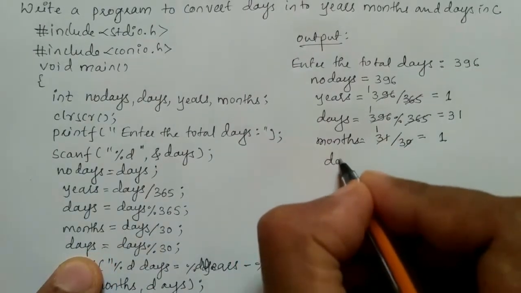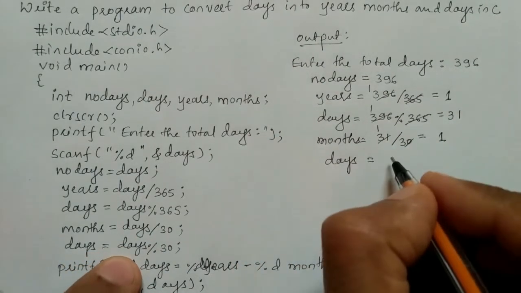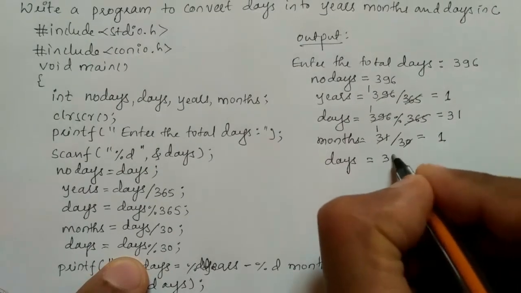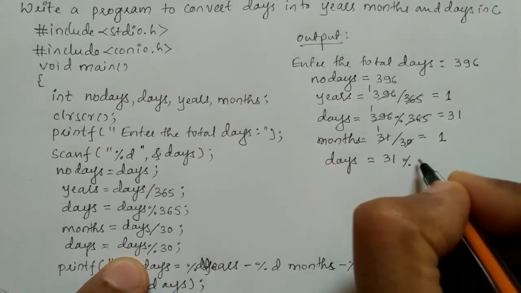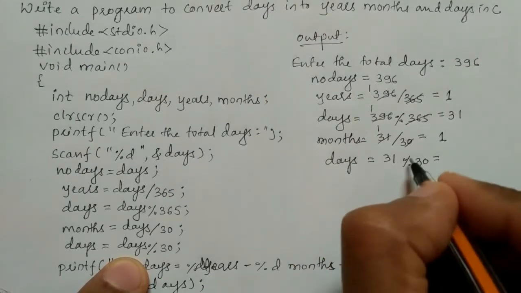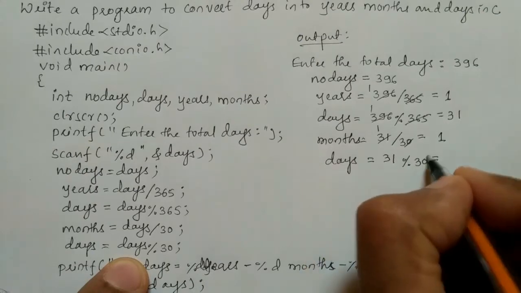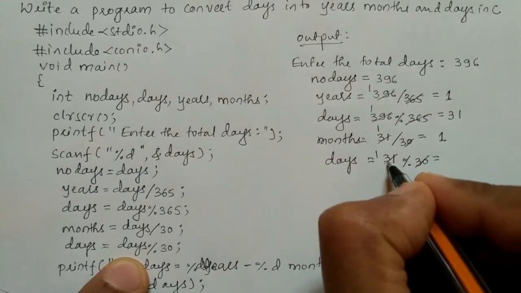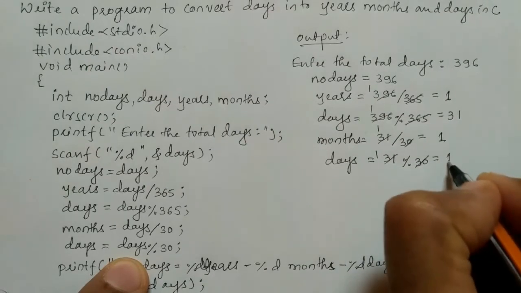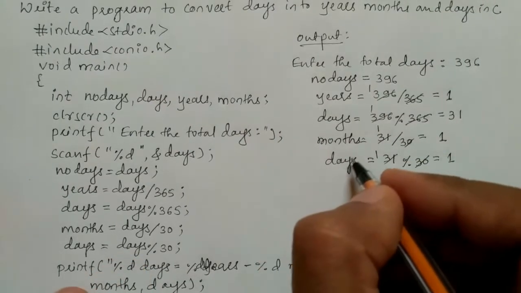Similarly, the next statement is days is equal to days. So how many days? 31 days. So 31 modular division by 30. This modular division returns the remainder. 30 ones are 30, and 31 minus 30 is what? 1. So here 1 is stored in days.